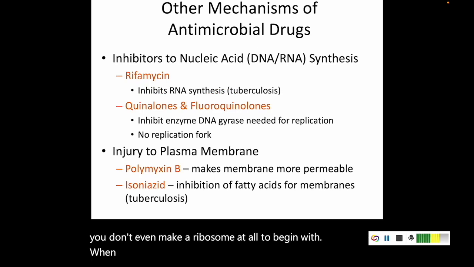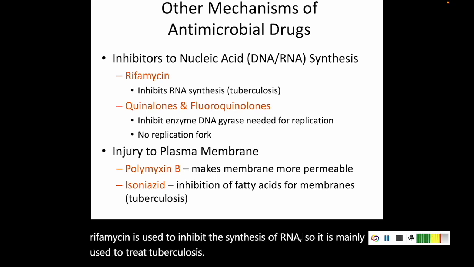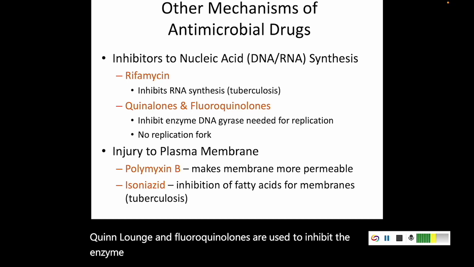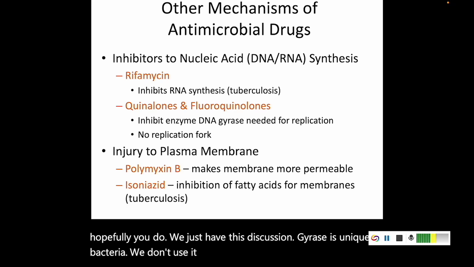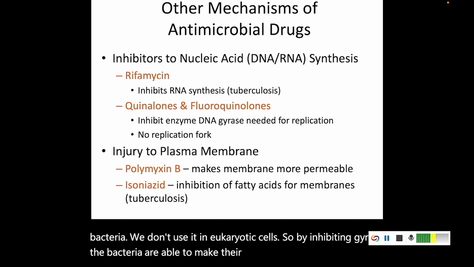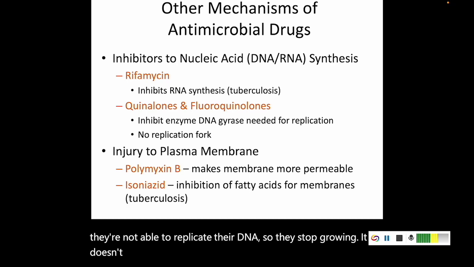When we're talking about inhibiting nucleic acid synthesis, rifamycin is used to inhibit the synthesis of RNA. So it is mainly used to treat tuberculosis. Quinolones and fluoroquinolones are used to inhibit the enzyme gyrase. If you remember from our discussion in Chapter 8, hopefully you do, we just had this discussion, gyrase is unique to bacteria. We don't use it in eukaryotic cells. So by inhibiting gyrase, the bacteria are not able to make their replication fork, and they're not able to replicate their DNA, so they stop growing. It doesn't necessarily stop them from living as what's there, but it stops them from producing any more.